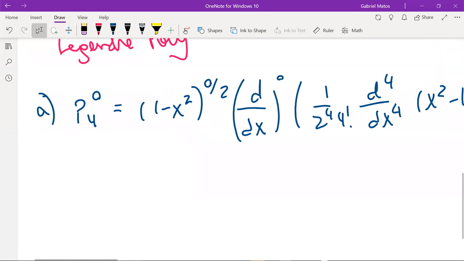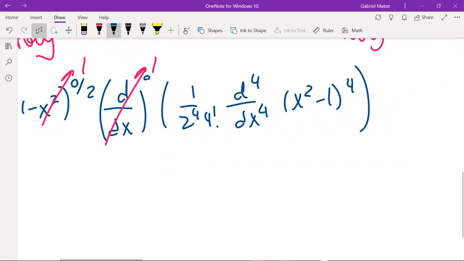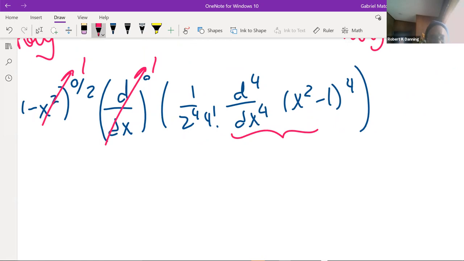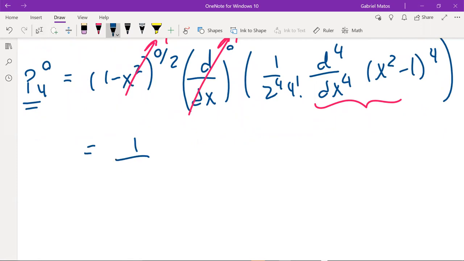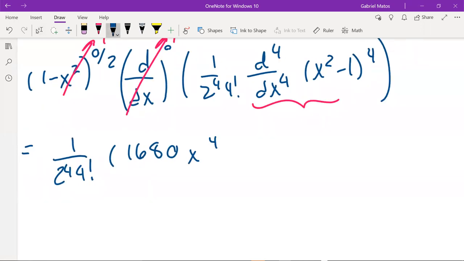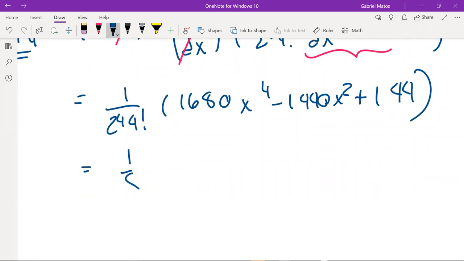So now to really compute this Legendre polynomial is just a matter of simplifying this stuff. So this raised to the 0, that's 1. This is also 1. And then it's a matter of computing this derivative here, which takes a little bit, but it's not that bad. And once you do all those things, you're going to get an expression that looks like this: x to the 4 minus x squared plus 144. Okay. This is already your associated Legendre polynomial, but it's always nice to simplify it a little bit. And if you do a little bit of algebra, you can simplify this to something like this, which is actually what's tabulated.